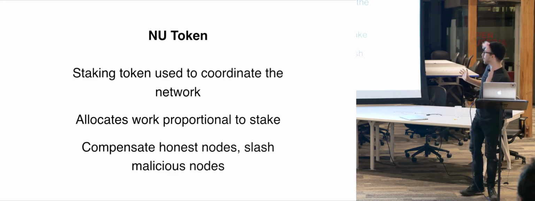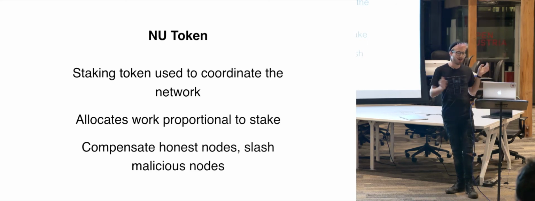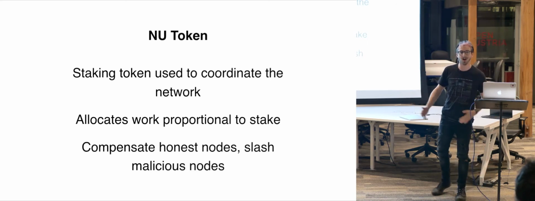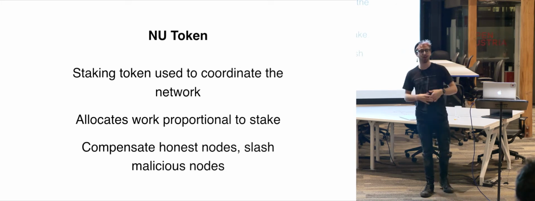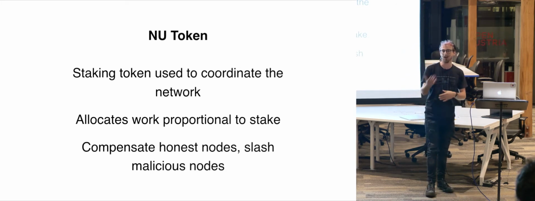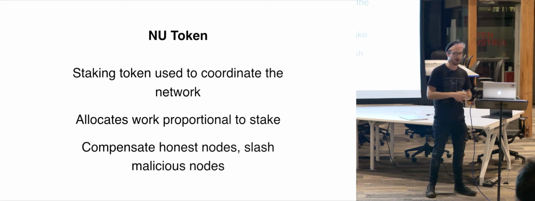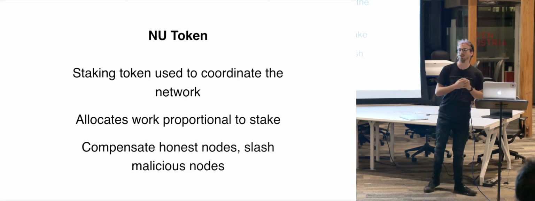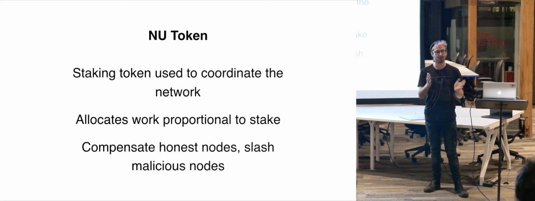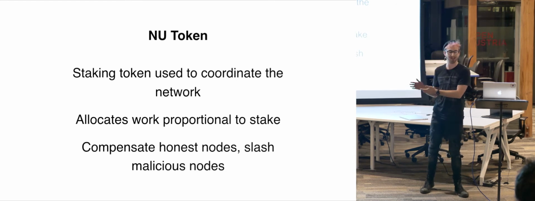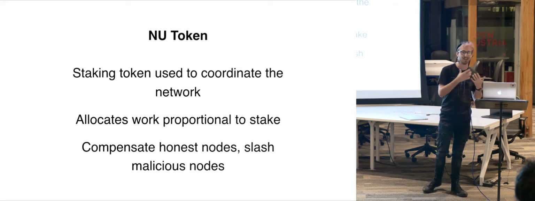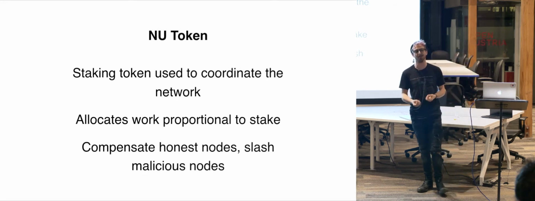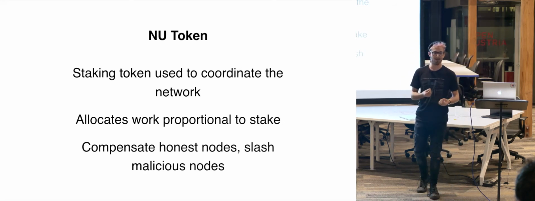So to quickly go over this, the NuCypher token is used to coordinate our network. You stake our token, that way you can start earning rewards on our network to incentivize you to keep maintaining the health of the network. We allocate re-encryption keys proportional to the stake that you stake. And we also compensate honest nodes and slash malicious nodes. So it's used as a game theoretical, economic behavioral control.